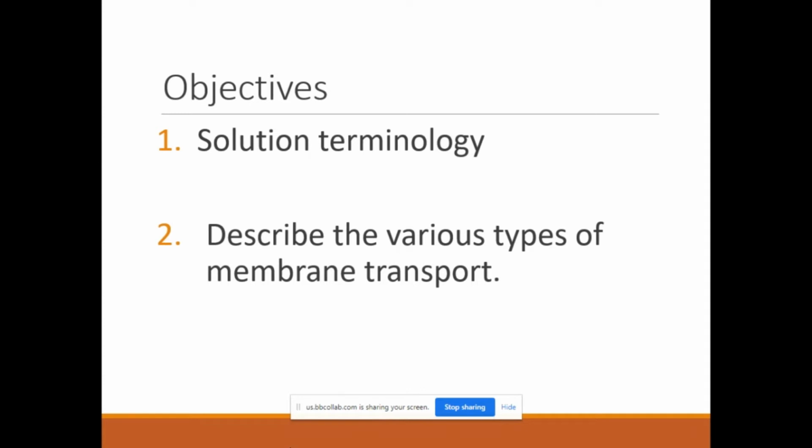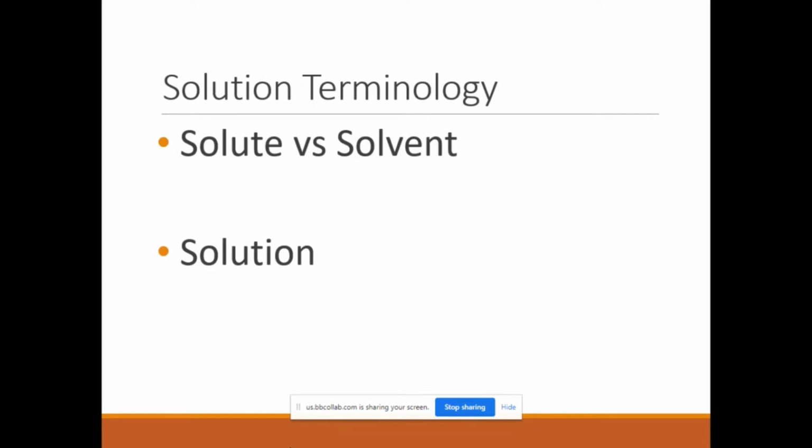Each type of transport will become a player in the game, so to speak, when the characteristics of the solutes become different. They all have different applications. They all accommodate different types of solutes. So it's important to realize why we need different types of transport rather than the definitions of those types of transports to start with. So first off, the basics, solute versus solvent.